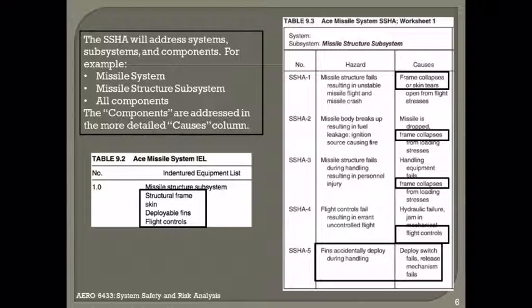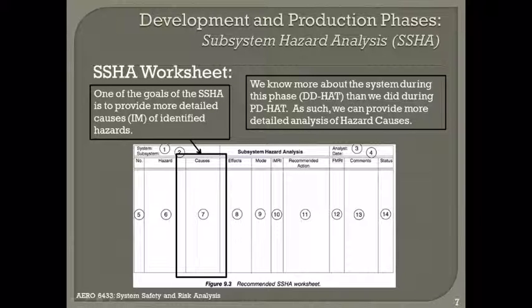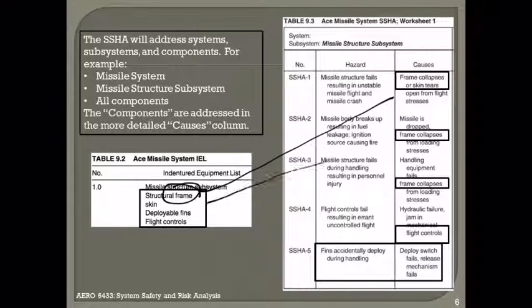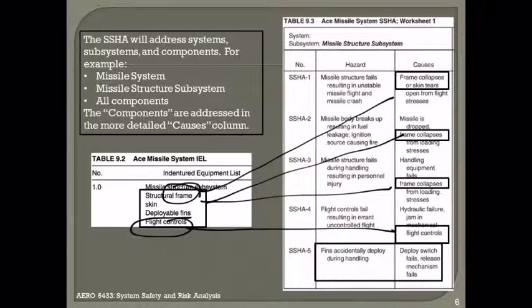On the left side of the slide is the missile structure subsystem and the related components. On the right side of the slide is an excerpt from the ACE missile SSHA example in your text. Notice how pertinent lower level items are represented on this worksheet. Frame accounts for some of the causes. You see that here, here, here. Flight controls as well, so that we have flight controls as units. Flight controls account for some of the causes.